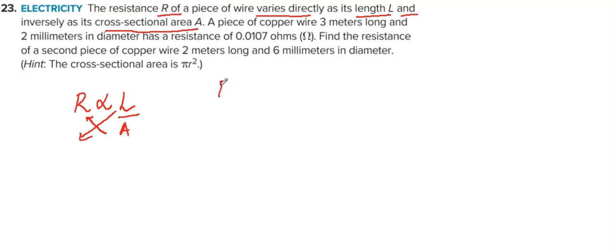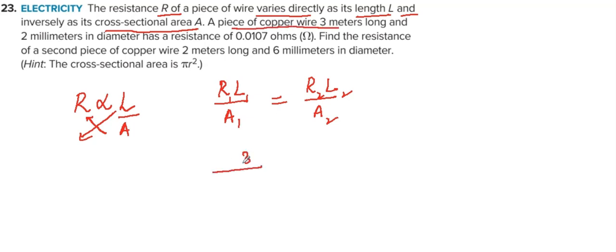So what are we left with? R1 L2 A2 equals R2 L1 A1. Write 1, 1, 1, 2, 2, 2 and substitute what is given. Say the copper piece is 3 meters long, so L1 is 3 meters. And 2 millimeter diameter. Here be very, very careful. Diameter is 2 mm, so the radius is half of 2, which is 1 millimeter.